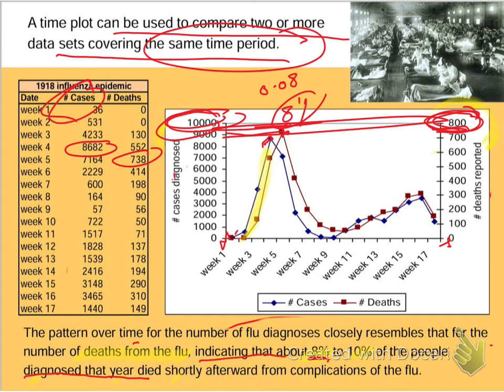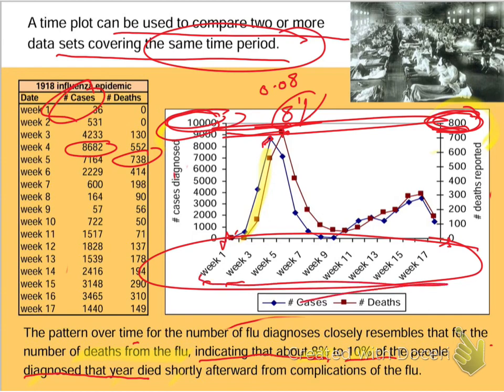This indicates that about 8 to 10% of the people diagnosed that year died. All this data has been collected in one year, week 1, week 2, because every year has 52 weeks, and the data here was collected between week 1 and week 17. So 8 to 10% of the people diagnosed that year, shortly afterward, get the complications of flu, and they may die or pass away. I hope this one is clear.